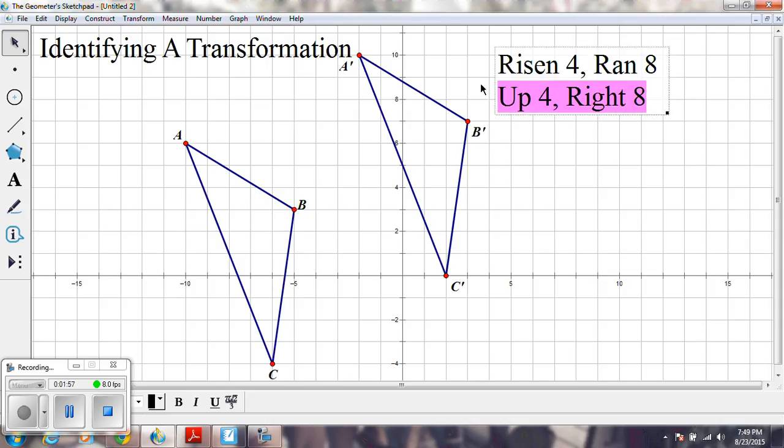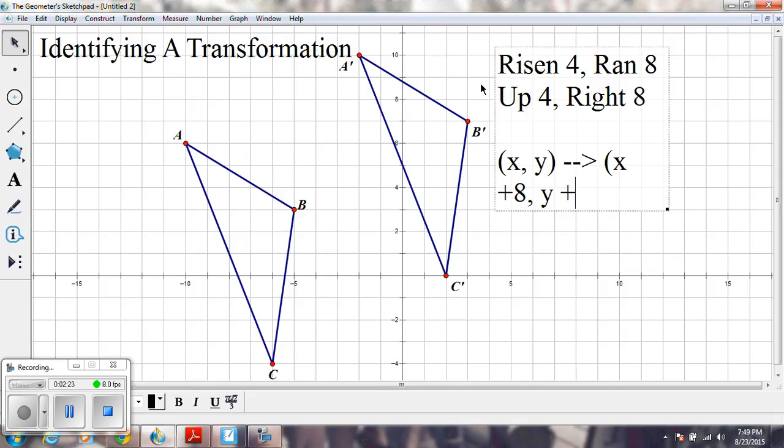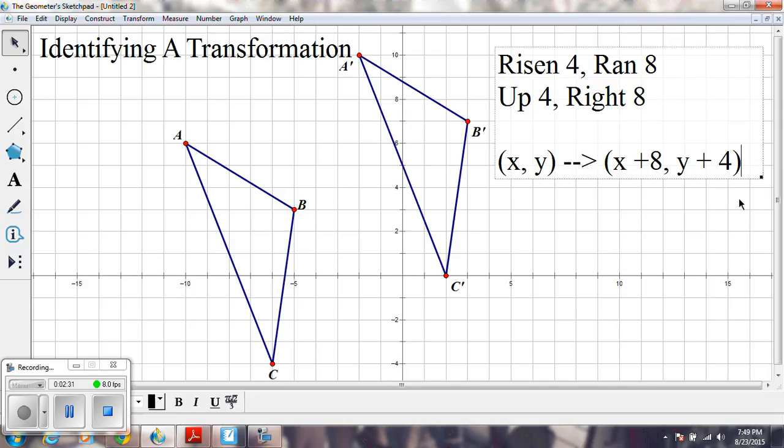Sometimes we say a translation in words. We say I translated it up 4 and right 8. A more formal way to write that, and one that I would like for you to get used to: you're taking every point that was x comma y, and it is becoming the point x plus 8, comma y plus 4. If I moved to the right 8, that's where my x value is affected. The y movement was affected by my up or down, and the right movement affects my x coordinate.